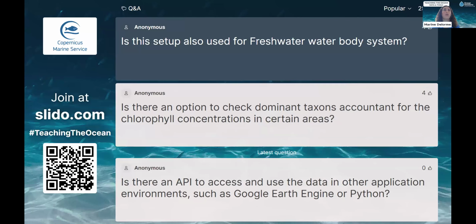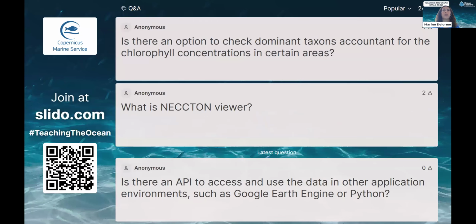Okay, thank you. And we will take one last question, which is the question about the API. Is there an API to access and use the data in other application environments such as Google Earth Engine or Python?